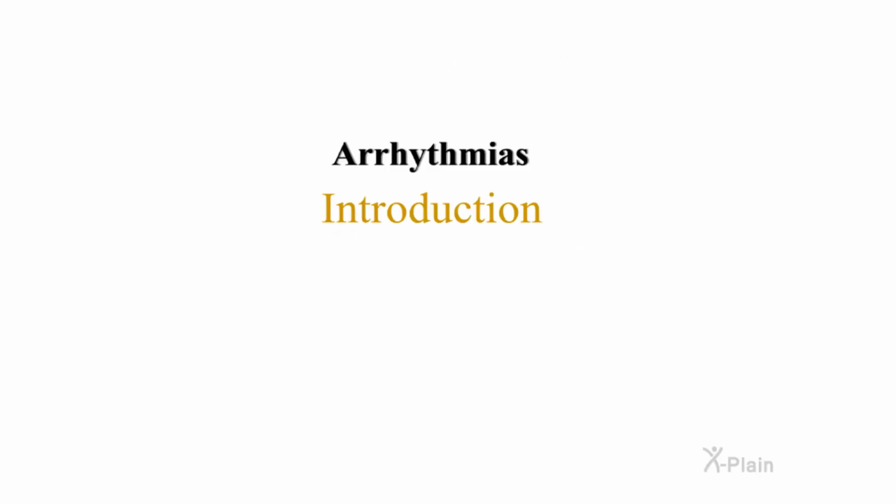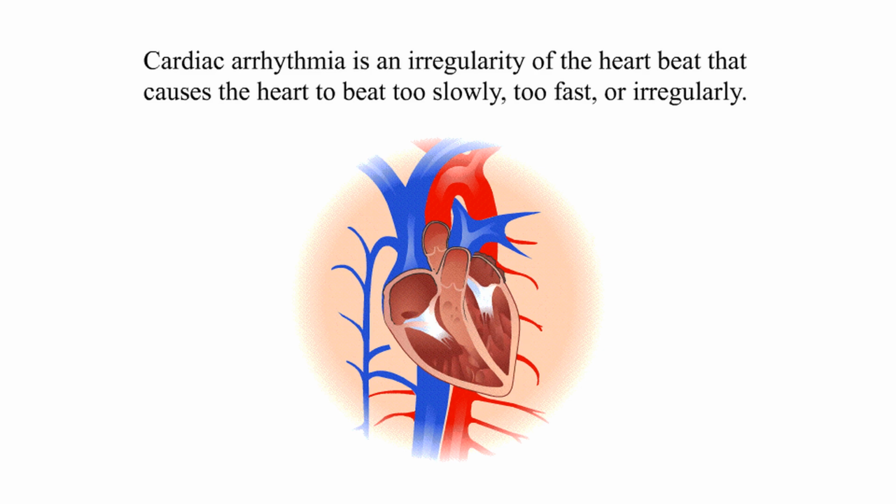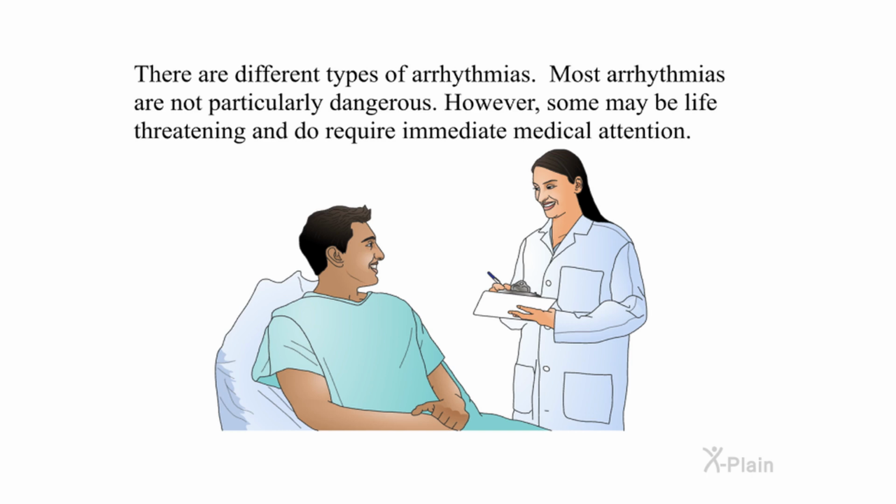Arrhythmias. Introduction. Cardiac arrhythmia is an irregularity of the heartbeat that causes the heart to beat too slowly, too fast, or irregularly. There are different types of arrhythmias. Most arrhythmias are not particularly dangerous. However, some may be life-threatening and do require immediate medical attention.